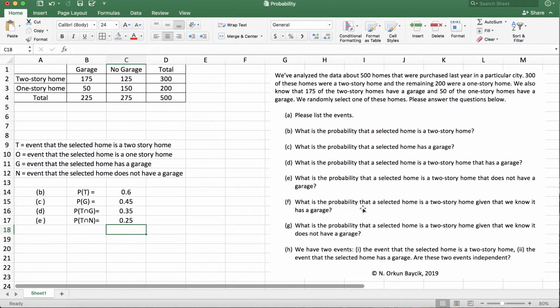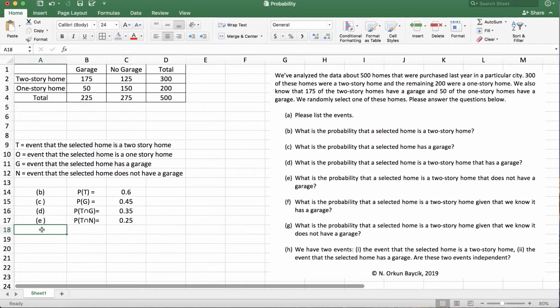F. What is the probability that the selected home is a two-story home given that we know it has a garage? So this is a different type of a probability question, okay? The keyword here is given. And when you see a question like this, that is a conditional probability question. And what that means is one of the events is conditioned on another event.